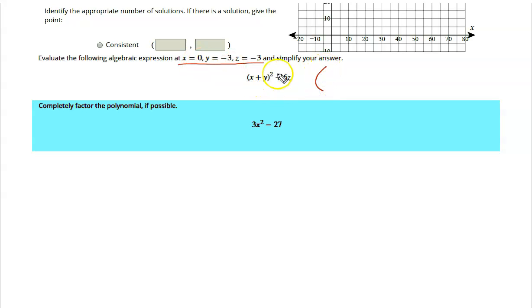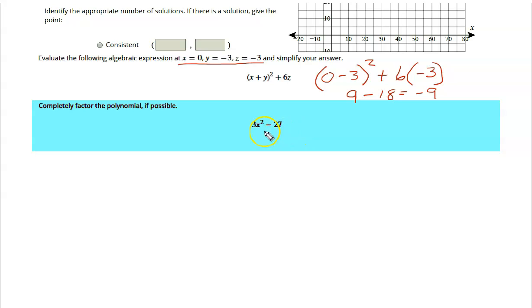So our x here is 0. Our y is a negative 3, and then this is squared. And our z is also a negative 3. So a negative 3 squared is a positive 9. This is a negative 18. And this gives you a result of a negative 9.